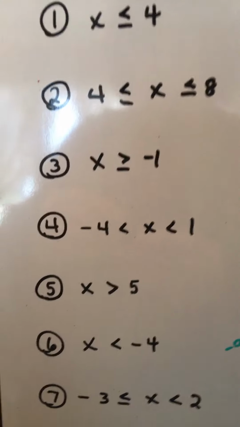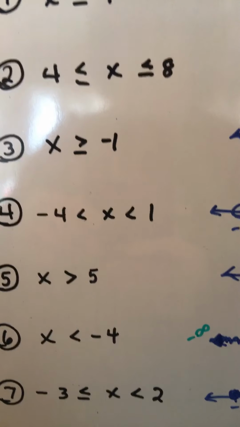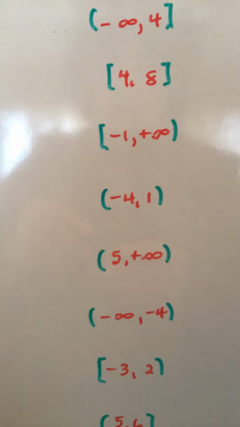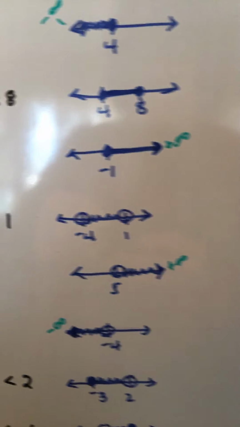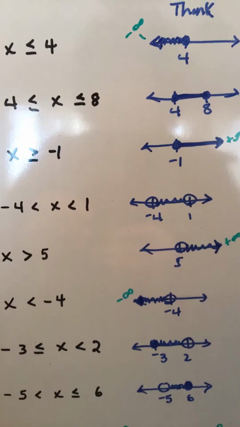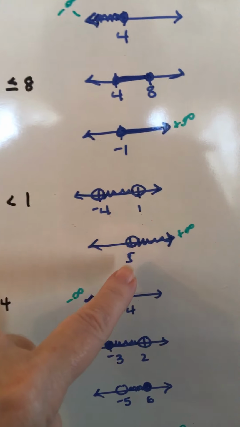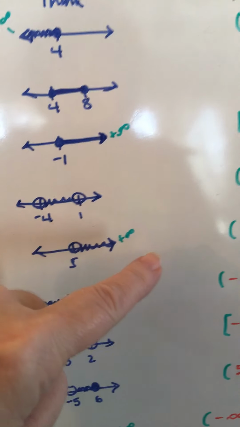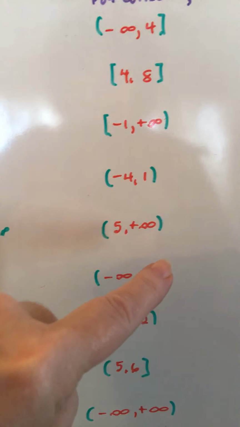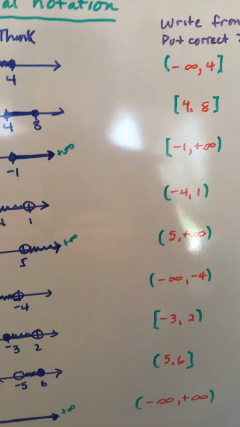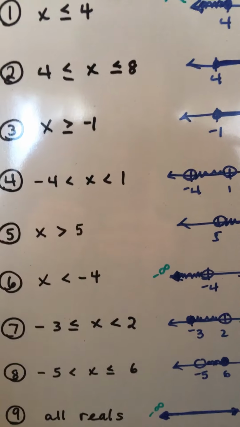Again, I see both numbers, so I know it's negative 4 comma 1. They're both open, and that means negative 4 comma 1 gets parentheses. X is greater than 5 means this. Oh, wow, I don't see two numbers, so I need my infinity. 5 comma plus infinity, so 5 comma infinity, open, and the infinities are always open.